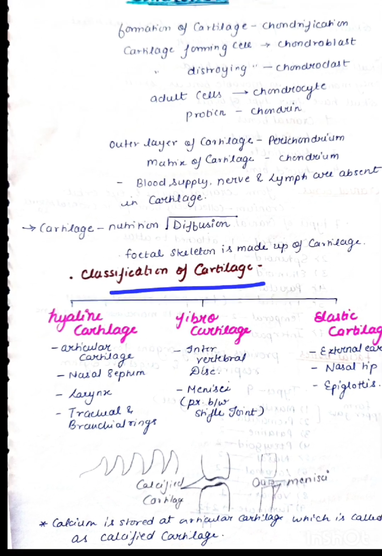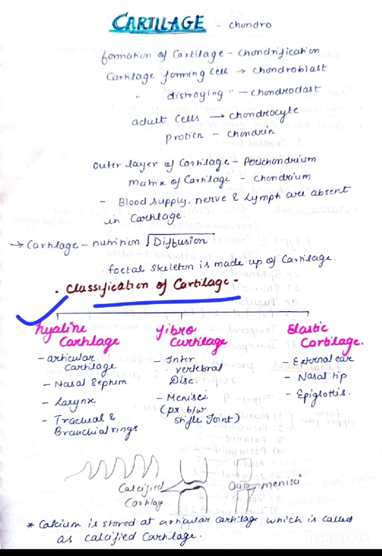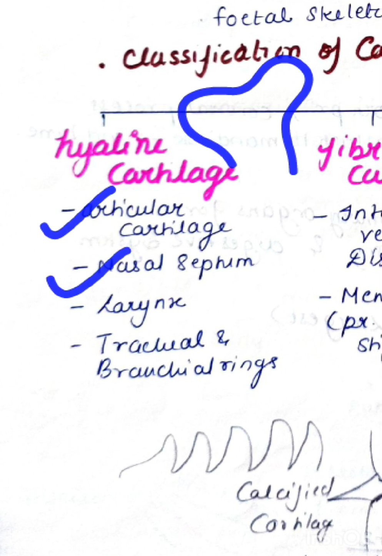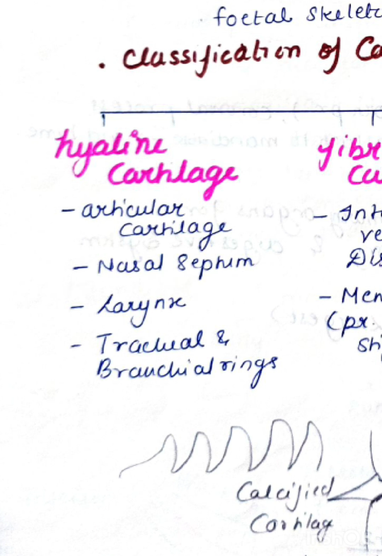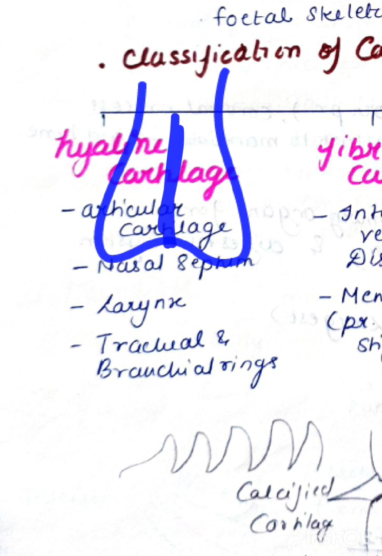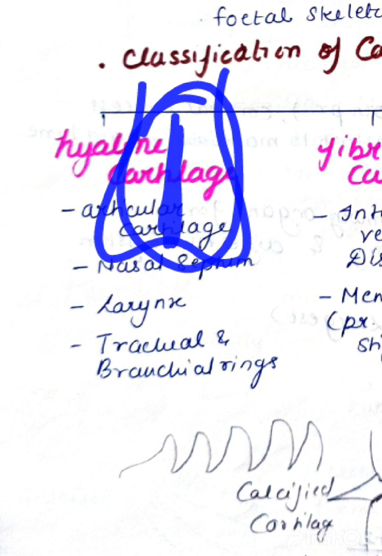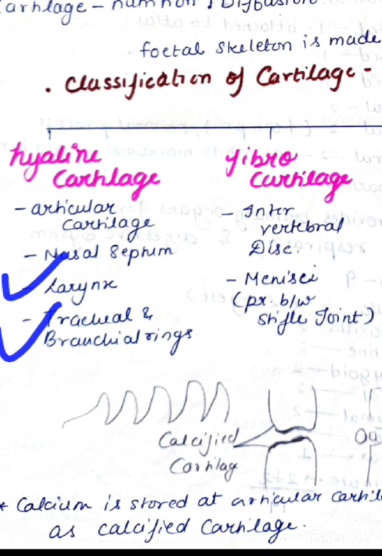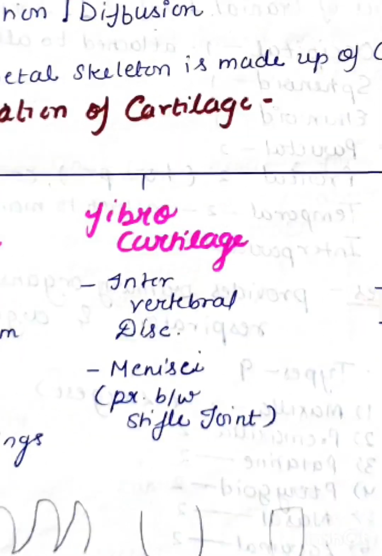Classification of cartilage. Cartilage is divided into three types: hyaline cartilage, fibrocartilage, and elastic cartilage. Hyaline cartilage is the articular cartilage. It is present between the nasal septum. For example, this is the nose, and this is the dividing part in the nose, which is made up of hyaline cartilage. The larynx is made up of hyaline cartilage, and the tracheal and bronchial rings are also made up of hyaline cartilage.